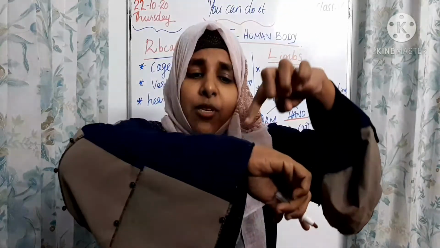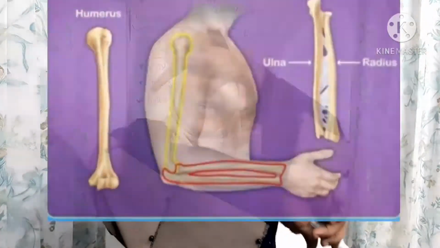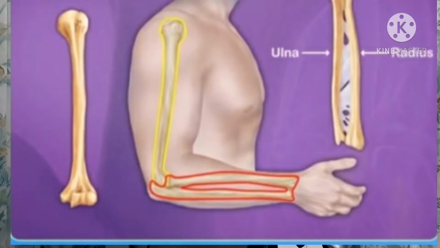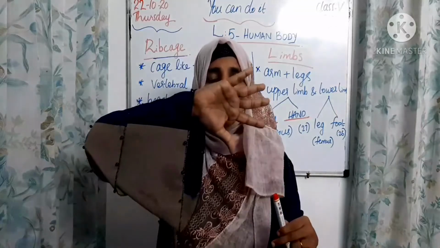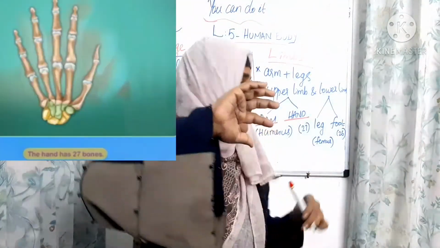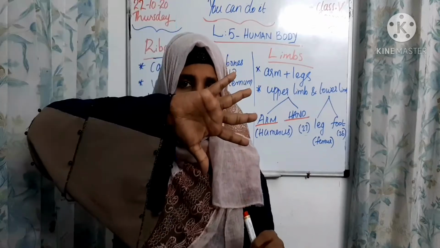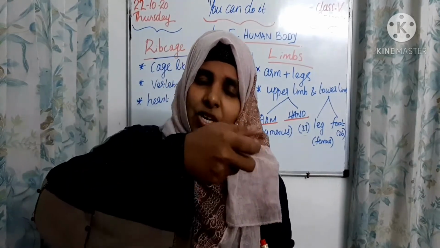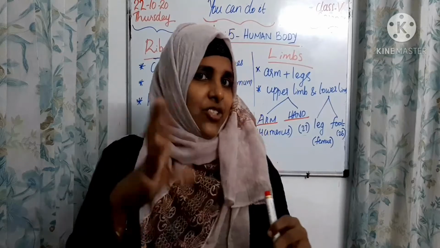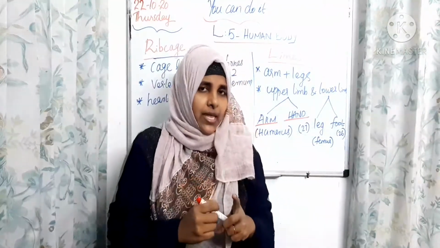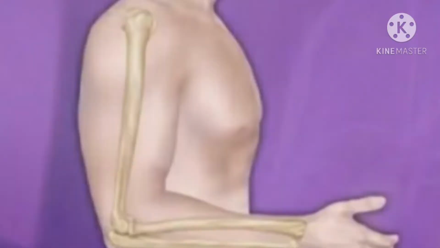And the lower arm is made up of radius and ulna. Two types of bone: radius and ulna. And our hand consists of 27 bones. How many bones? 27 bones are in our hand. That's why we can write and do other craft activities. So this is all about our upper limb.